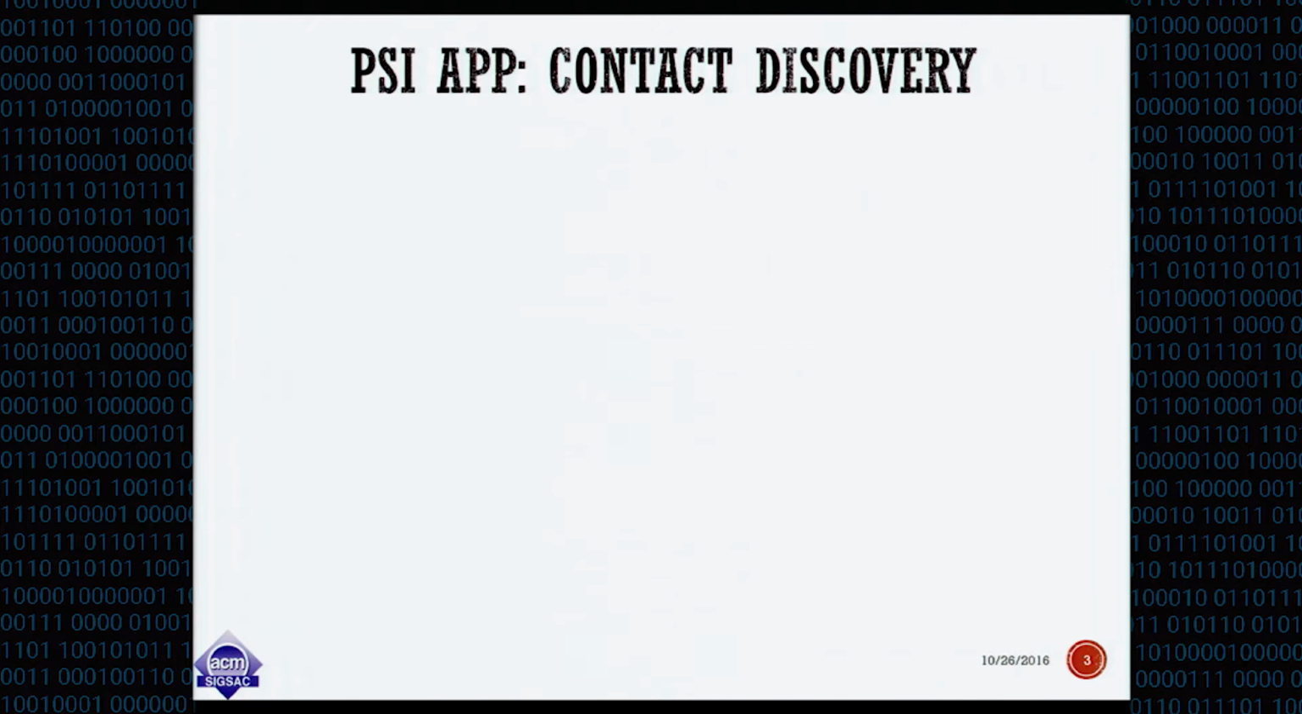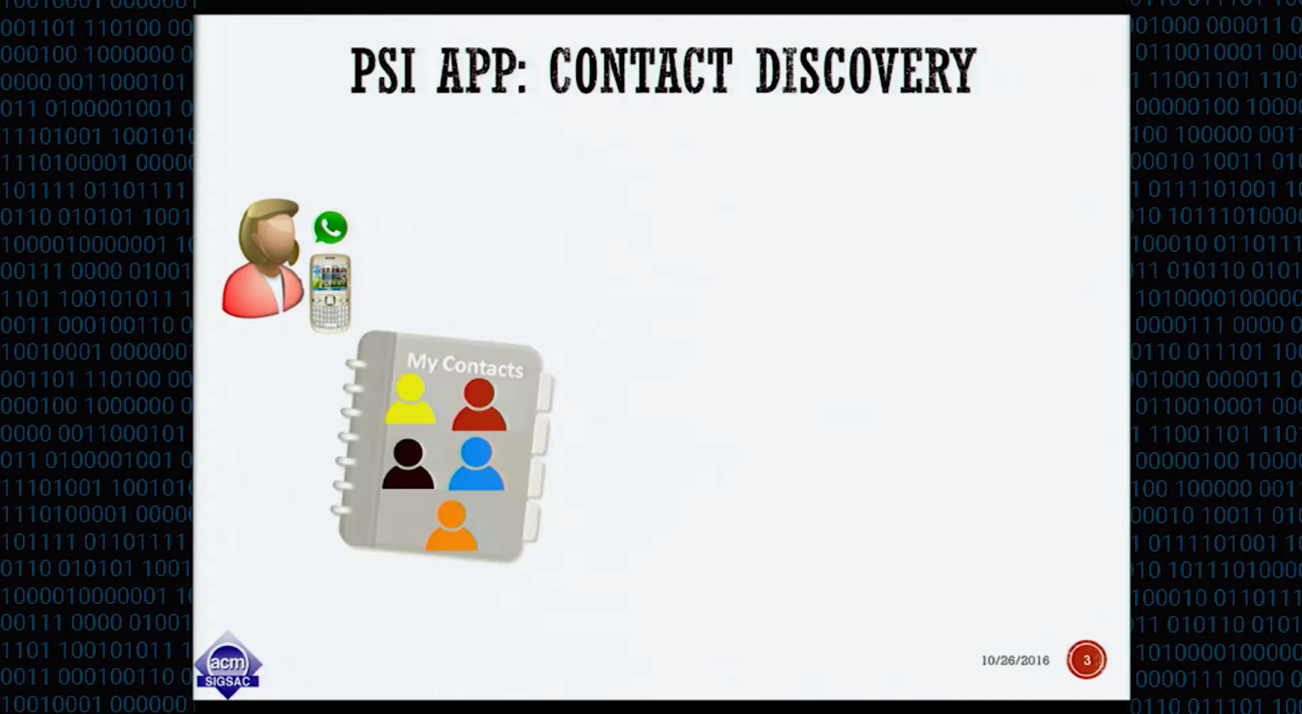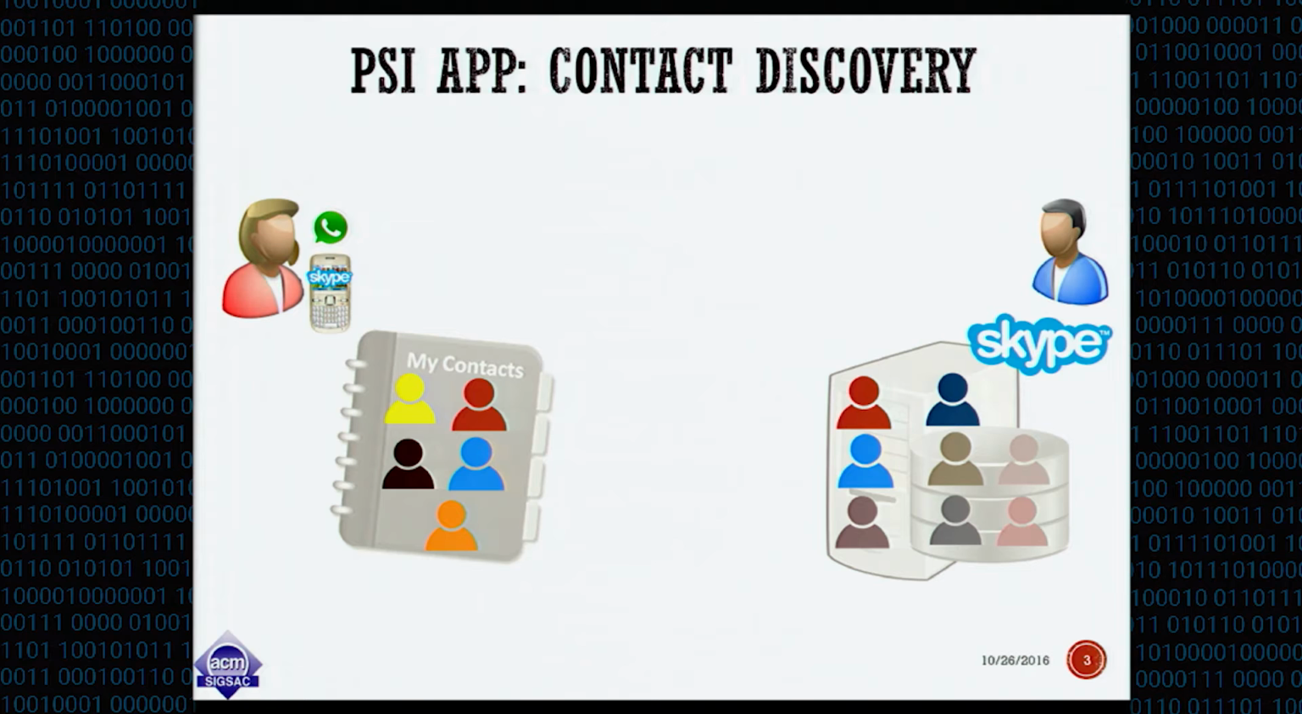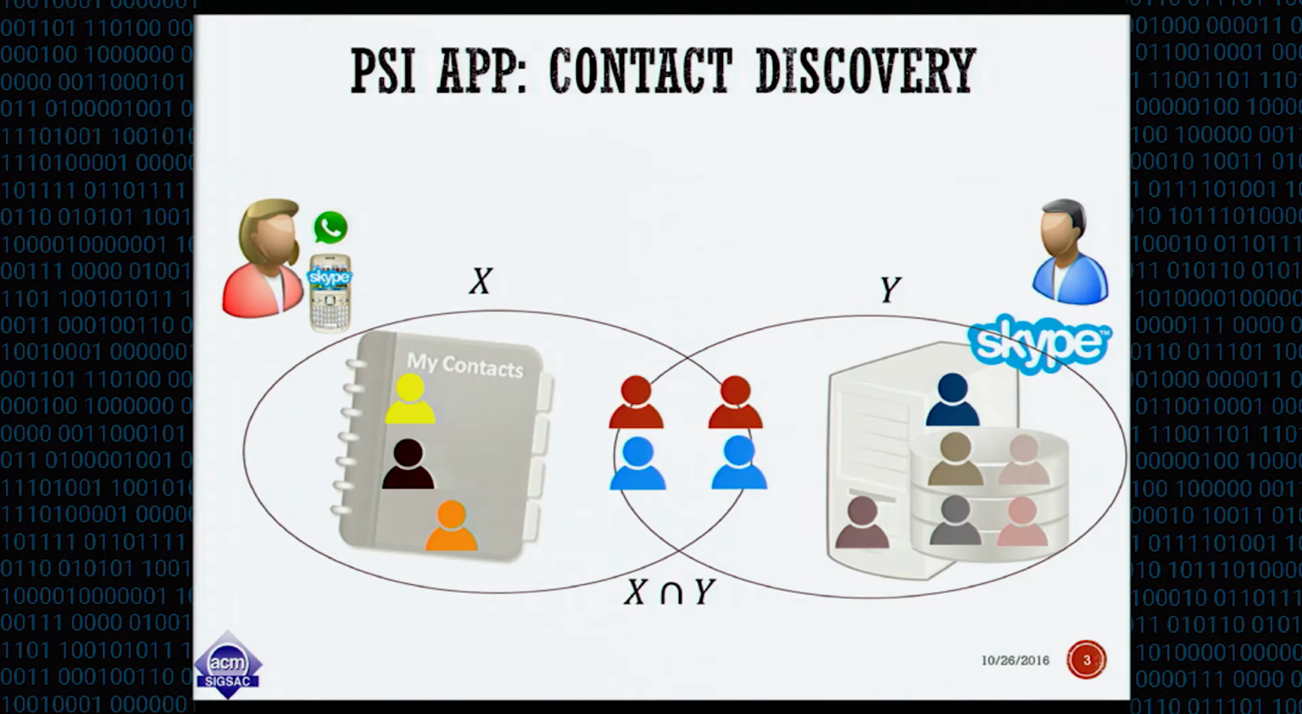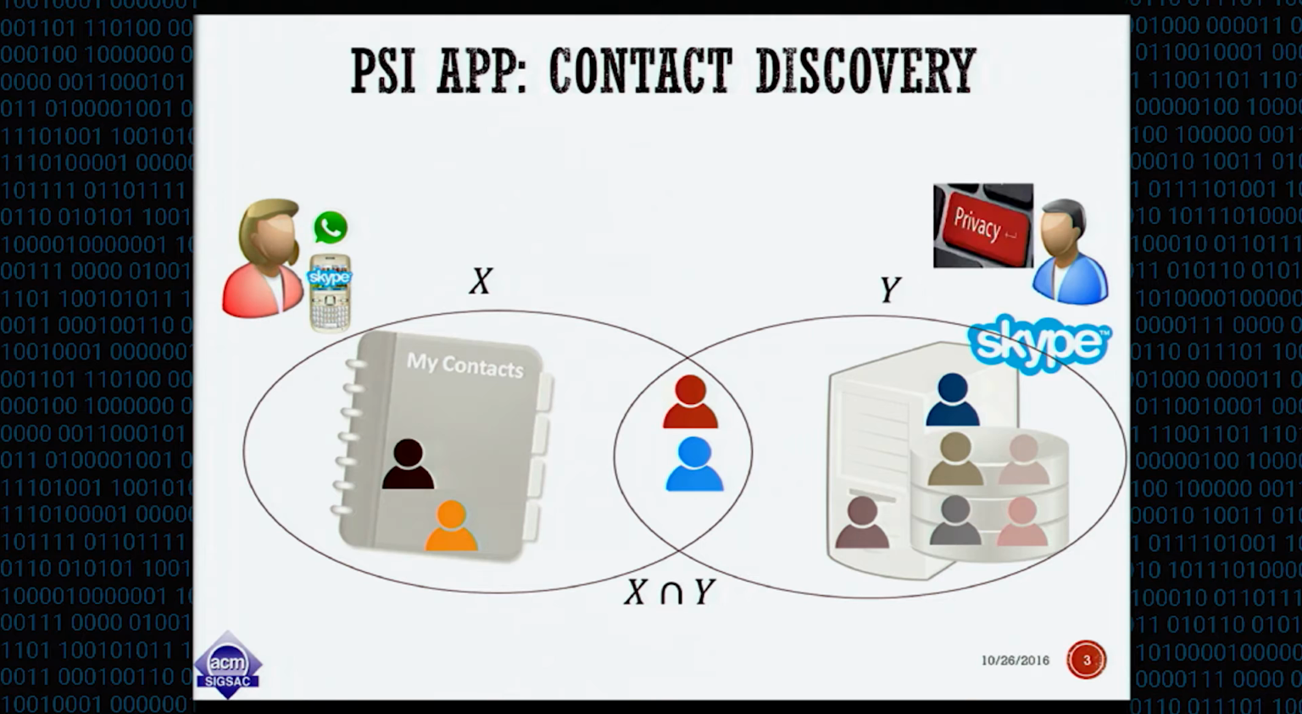Private set intersection has a lot of applications, and what I'm showing here is contact discovery. For example, Alice has a phone with her address book, and she wants to use Skype. On the other side, we have Bob as the Skype service provider with his customer data. Now Alice wants to know which of her friends use Skype so that she can chat with them. So clearly, they want to compute the intersection of their sets. However, Alice doesn't want to reveal her address book because it is her personal information. Similarly, Bob doesn't want to reveal his customer data because of customer privacy. So we need private set intersection here.